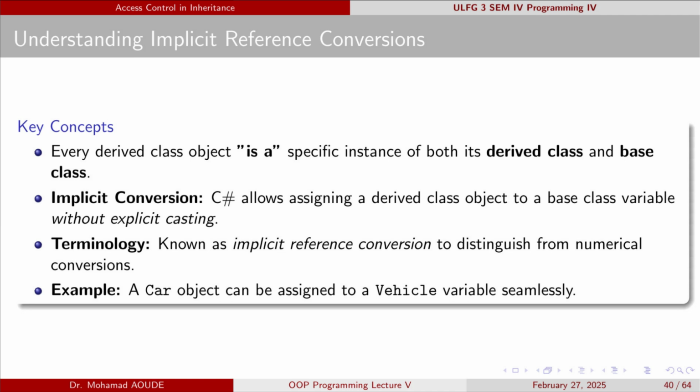This is called implicit reference conversion. It works because every car is a vehicle. This mechanism is crucial to polymorphism. It lets you store different objects in the same collection or pass them through generic code.